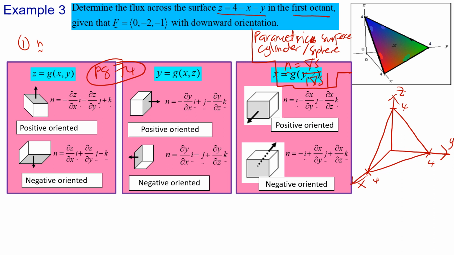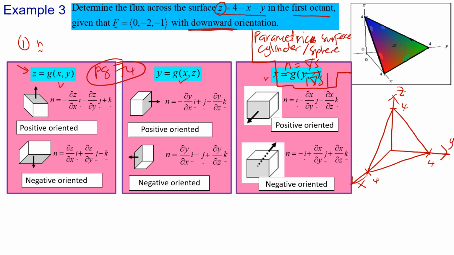This question says the surface is z equal to 4 minus x minus y. So we have three columns here: z, y and x. You have to refer to the first column, z equal to d in terms of x and y. The question says the surface is downward orientation.